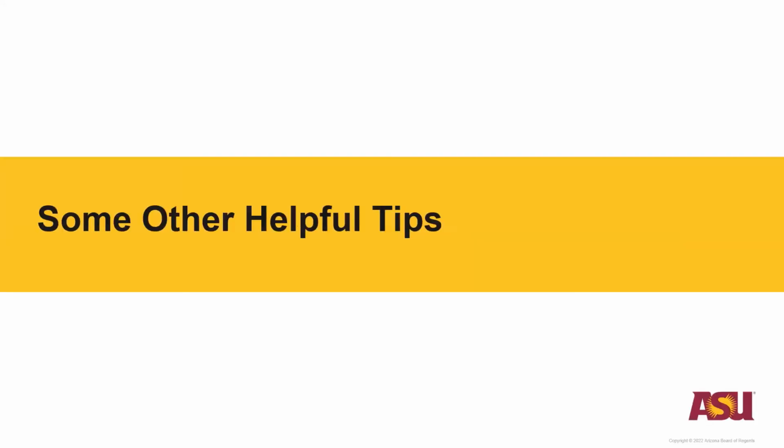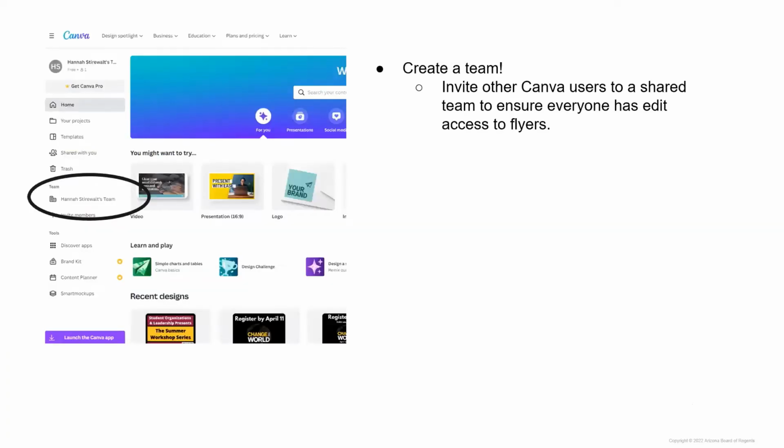So we're going to go ahead and talk quickly about some other helpful Canva tips. The first one is creating a team. I love this feature, especially for student organizations. So you can see here I've circled my team. I can invite people that are associated with my organization, and they will get the edit access to any of the flyers that I make in the team. And they can also create flyers in the team that I then would have edit access to. Because otherwise, if you want somebody else to edit your flyers, you have to send them individual links to each flyer and to each person. And this just makes it a lot easier to have everything in the same place.